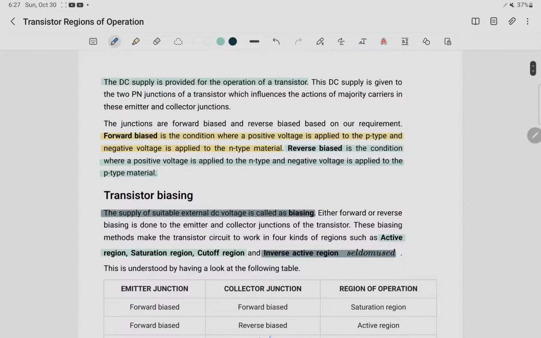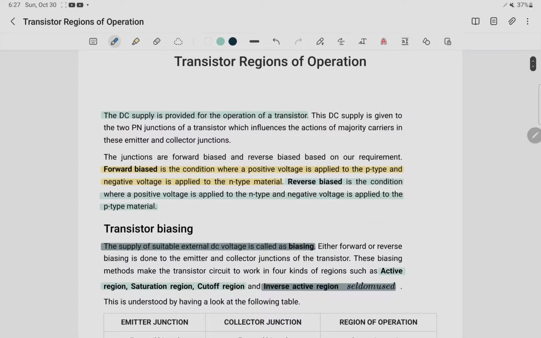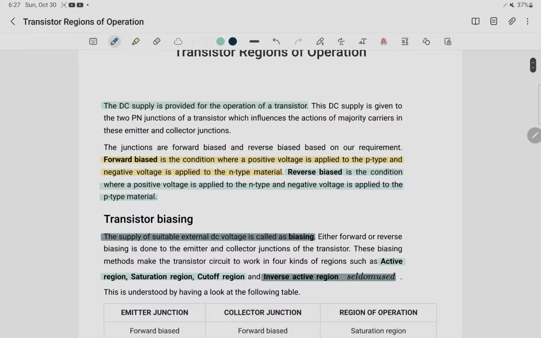There are 2 ways in which you can bias a PN junction. The forward bias case is a condition when we apply a positive voltage. Let's say this is our PN junction. We're talking about transistors, but I'm using the PN junction to explain the situation. When you have forward bias, we connect a positive voltage to the P and a negative voltage to the N. That is what we call forward biasing. Reverse biasing is when we connect a negative to the P and a positive to the N. That is called reverse biasing.